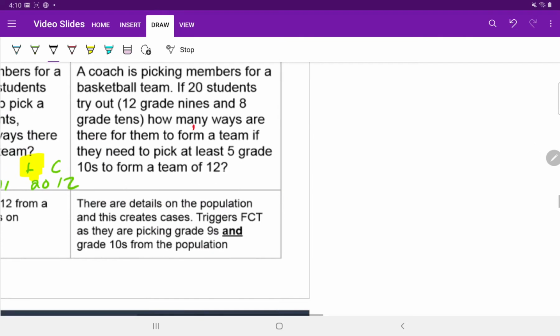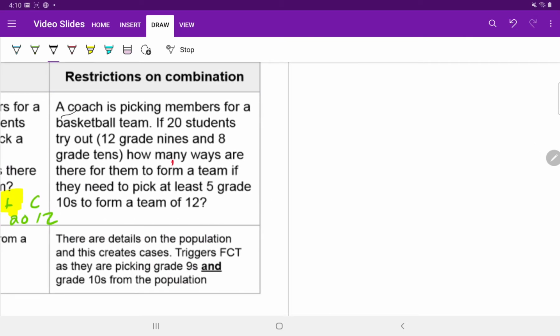And finally, we've got some more nuance here. A coach is picking members for a basketball team. 20 students try out, but we now know some things about the subpopulations in there, the subsets. So I know there's 12 grade 9s and 8 grade 10s. How many ways are there for them to form a team if they need to pick at least 5 grade 10s to form a team of 12?